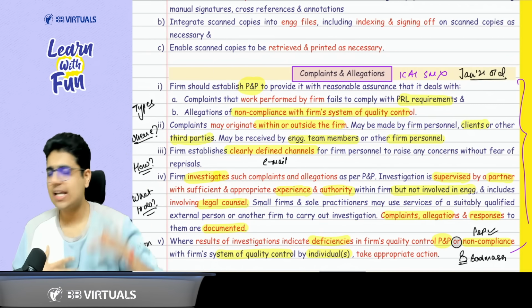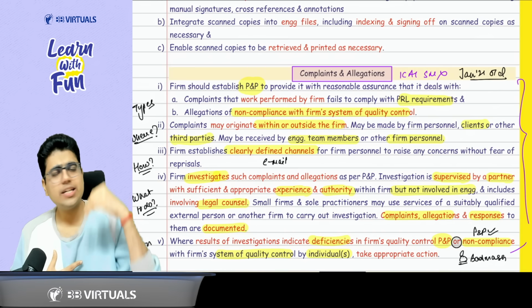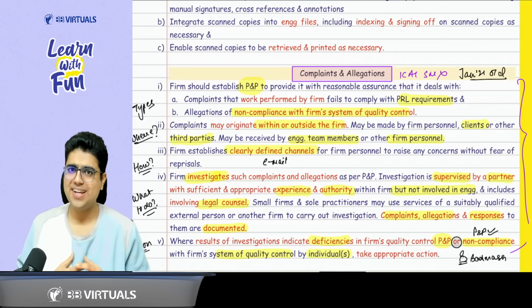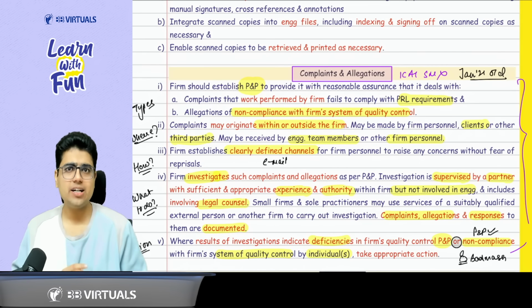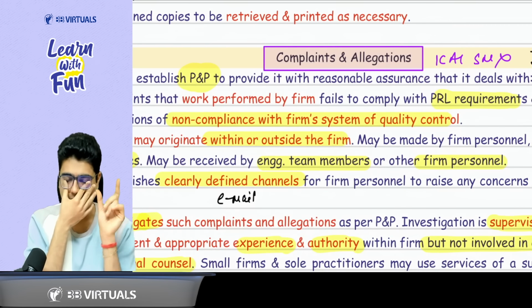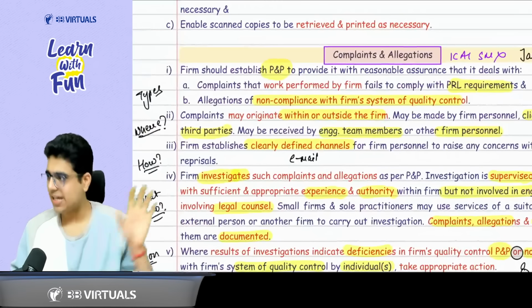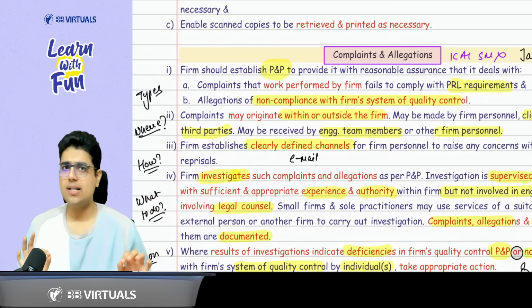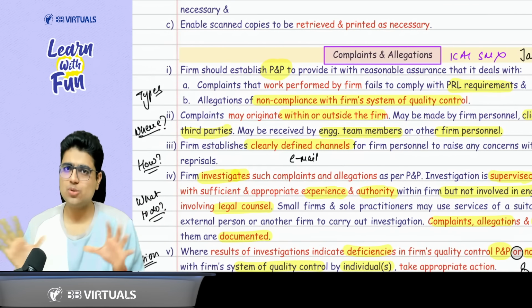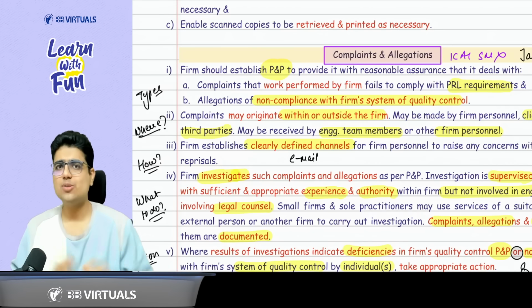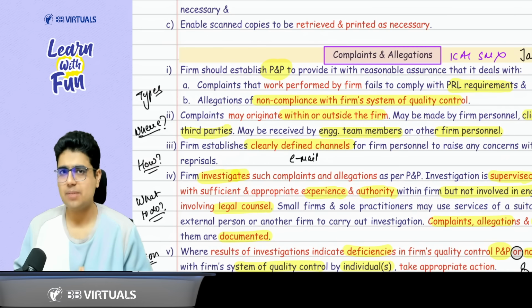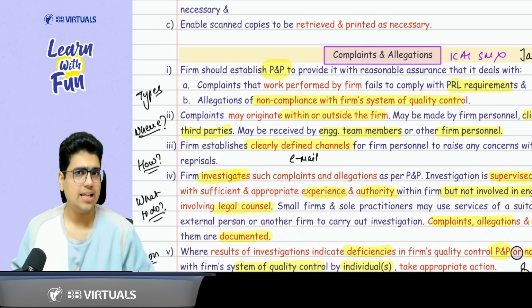Then, sir, from where can the complaint come? It can originate outside the firm or inside the firm. Third question, how will the complaint come? Via predefined channels, via clearly defined channels, so you can have an email through which complaints are received. Now, what will you do after the complaint is received? Investigate it. Any senior partner who is not associated with the engagement will investigate the complaint, and if required, you can take help of a legal counsel.